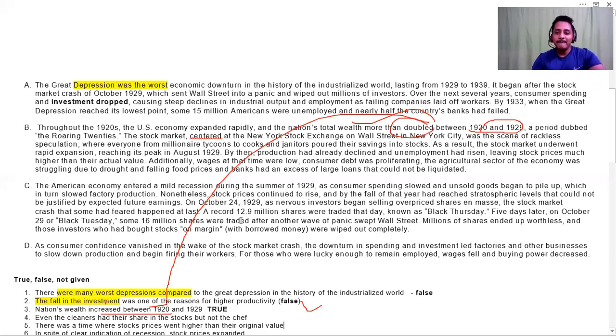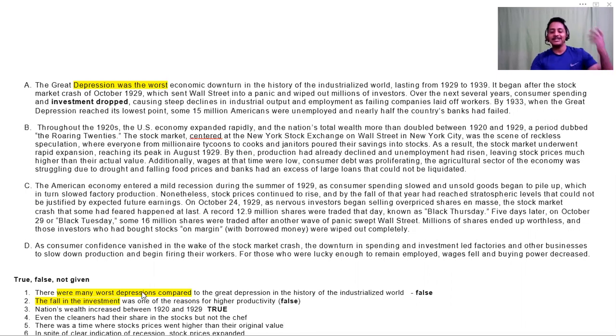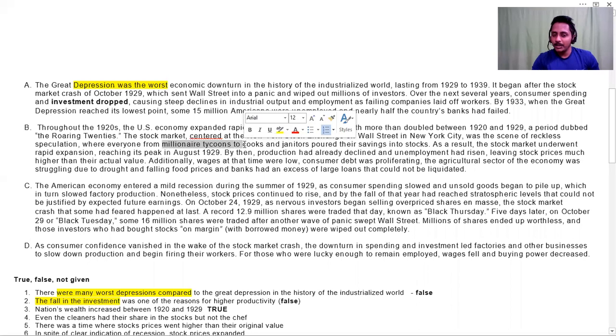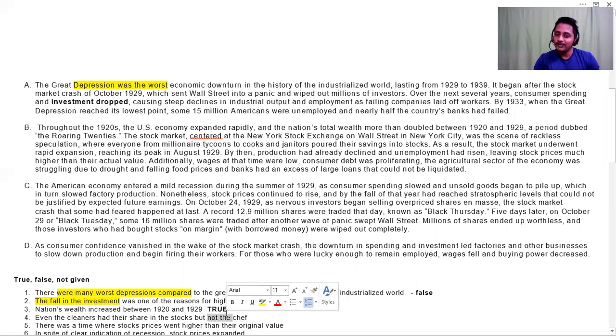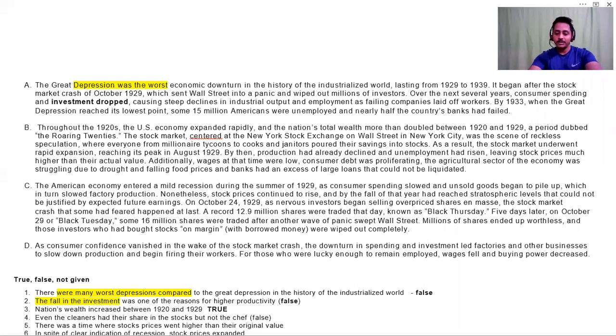Even the cleaners had invested, but not the chef. False, false. Very simple. I wish something like this comes in the exam. See here, everyone, millionaire tycoons, cooks, janitor is a cleaner, cook is a chef. Not the chef? No, no, no. Chef also had invested. Correct. So this becomes false. Perfect, Ganesh.